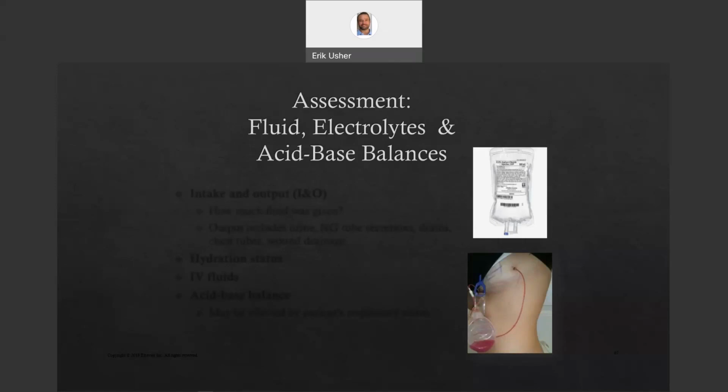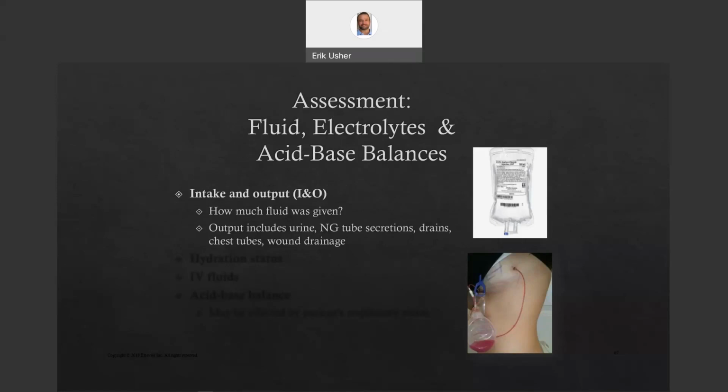We need to assess the fluid and electrolytes postoperatively and acid-base balances. So what was the I&O? How much fluid was given? What's coming out? Is it an NG tube? Is it a Foley catheter? Chest tubes? Wound drainage? Very important to keep a note of how much of that drainage is coming out.